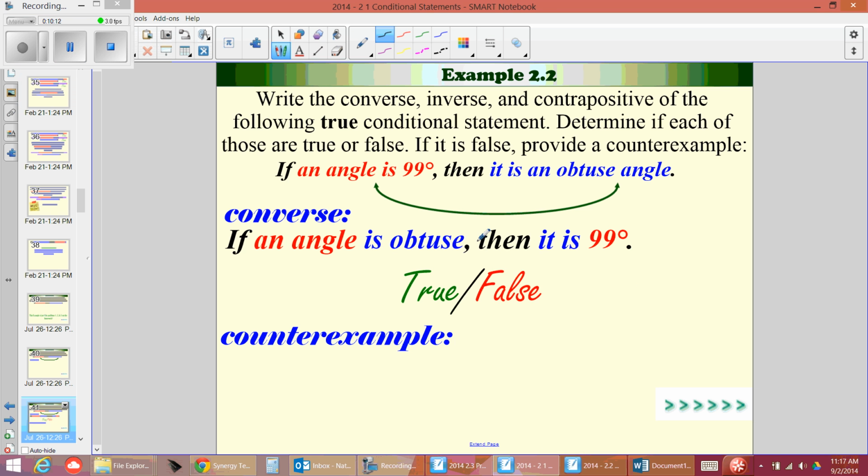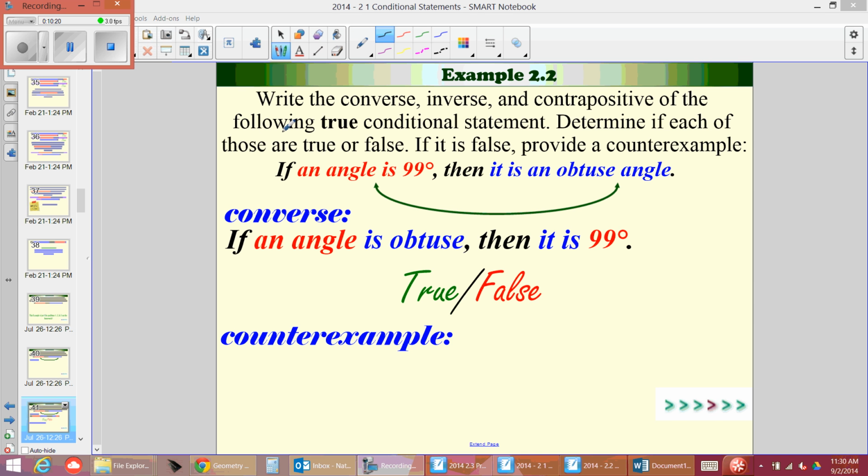Okay, so we're back to where we were talking about. And I'm looking for a counterexample to this, and I say an angle that measures 100 degrees, and that's my counterexample. All right, someone just came in my room, so I had to pause for the video. Sorry, I lost where I was at.